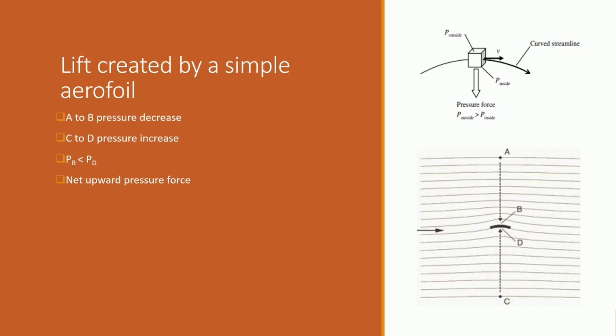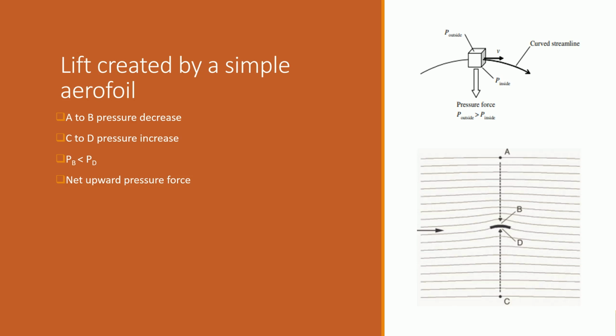Because the pressure at B is lower than the atmospheric pressure and the pressure at D is higher than the atmospheric pressure, the pressure at B must be lower than at D. Due to this fact, that the pressure at D is greater than B, a pressure difference creates a net pressure force upwards on the plate, which is lift. From this, we can see that any shape that introduces curvature into the flow field can generate lift.